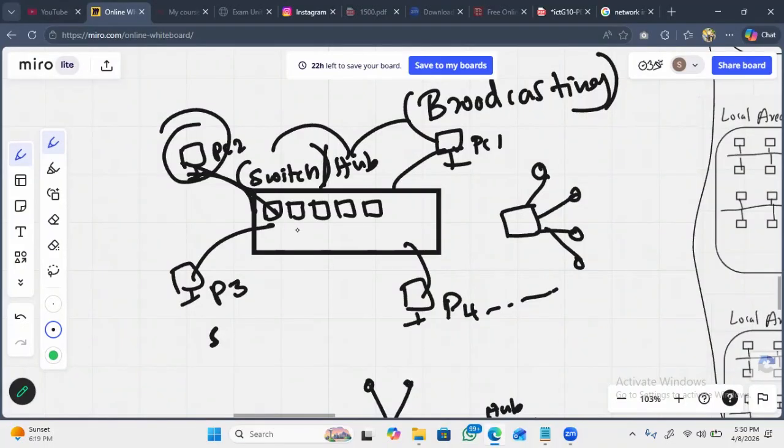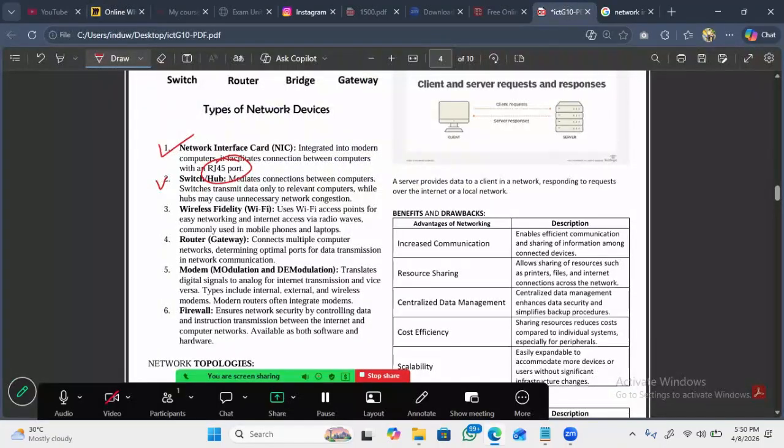Switch is not like that. Switch can filter. If PC2 wants to send a message to PC4, the switch can deliver that message exactly to PC4 only. That is the difference. Filtering, it can do address filtering. So see, a switch or hub mediates connection between computers. It makes a connection between computers like a central device in star topology.